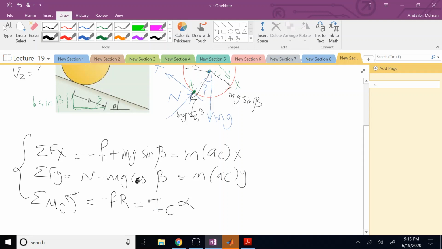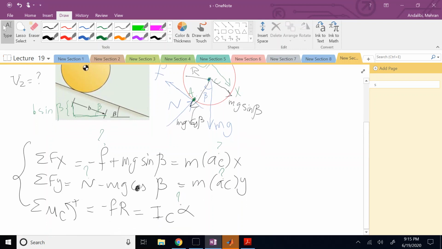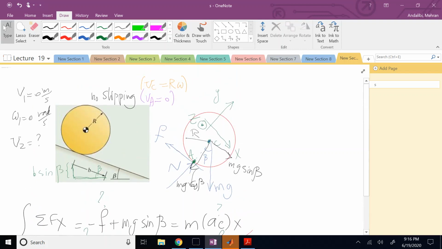Okay? So now, how many of these you don't know? One is F, the other one is N, ACX, ACY, and alpha. There are 5 unknowns, and you cannot solve from 3 equations, but from kinematics, you should be able to take care of ACX and ACY. First of all, ACY is clearly 0, as this object is not going to get off the surface. And ACX, because it's rolling without slipping, V of C is R omega.